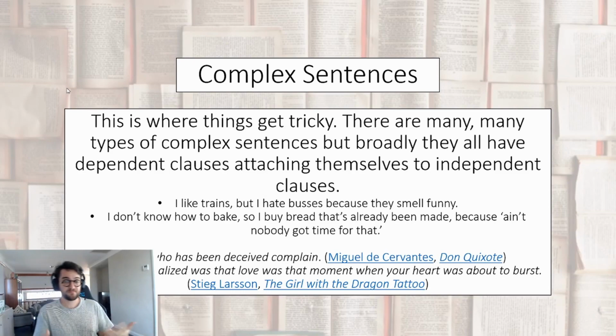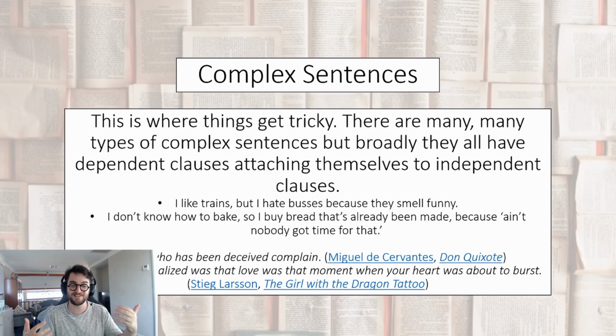Complex sentences are where things get a little bit more tricky, and this is kind of the crux of the lesson, I suppose. There are many, many different types of complex sentences. Broadly, they all have dependent clauses attaching themselves to independent clauses, and the task as a writer is how you make a complex sentence by joining the two different types of clauses. So: I like trains, but I hate buses because they smell funny. Complex sentence. I don't know how to bake, so I buy bread that's already been made because ain't nobody got time for that. Complex sentence. Just ignore the fact that that's actually kind of grammatically incorrect, obviously, but it's a quote. I put it in quotation marks. That's why that's there.